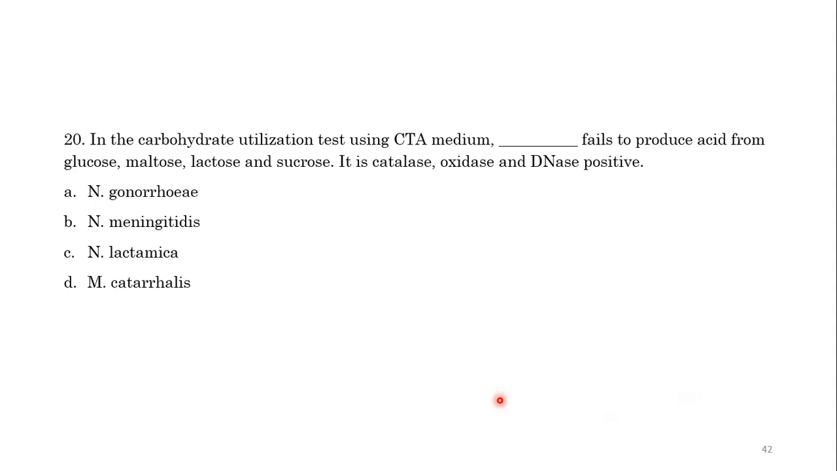Number 20, in the carbohydrate utilization test using CTA medium, blank fails to produce acid from glucose, maltose, lactose, and sucrose. It is catalase, oxidase, and DNase positive. A, Neisseria gonorrhoeae. B, Neisseria meningitidis. C, Neisseria lactamica. Letter D, Moraxella catarrhalis. The correct answer for number 20 is letter D, Moraxella catarrhalis.